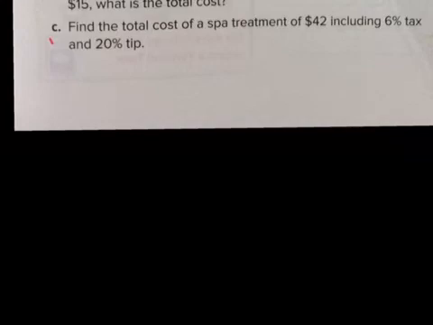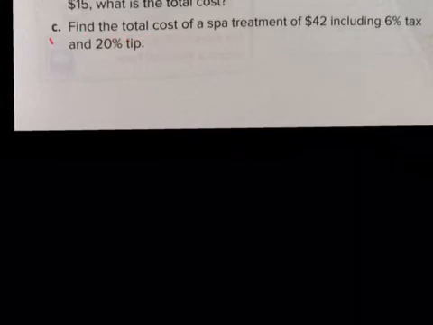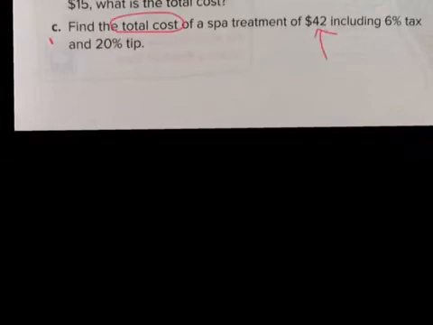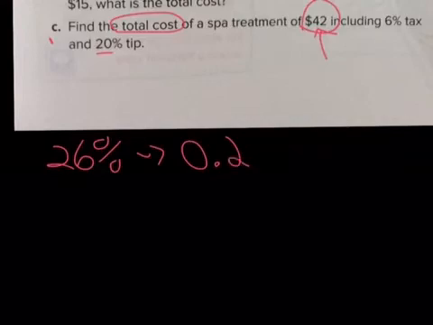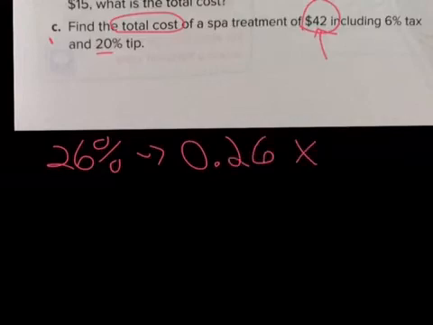Okay, question C. Find the total cost. Again, boys and girls, we're looking for the total cost, so we must include the amount. We have to multiply it by 1 plus the percent. Find the total cost of a spa treatment of $42, including 6% tax and 20% tip. Okay, we have 6% tax and a 20% tip. Let's just go ahead and add those two together. So now we have 26%, right, from the original number, don't we? So 26% becomes 0.26 times 42.